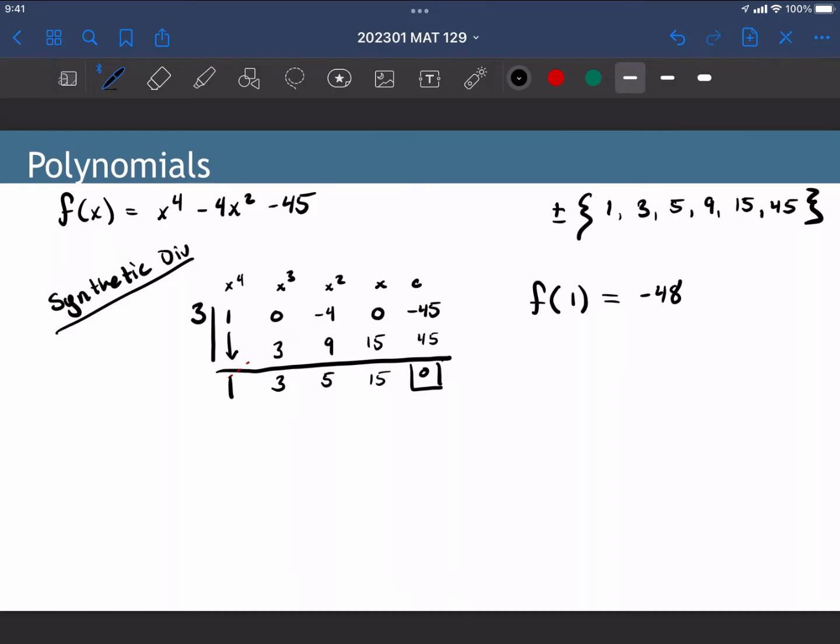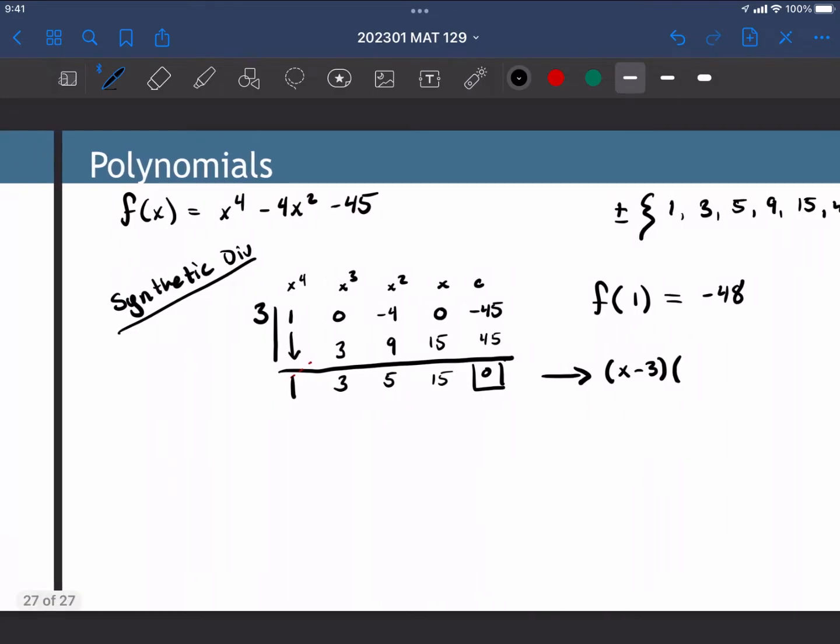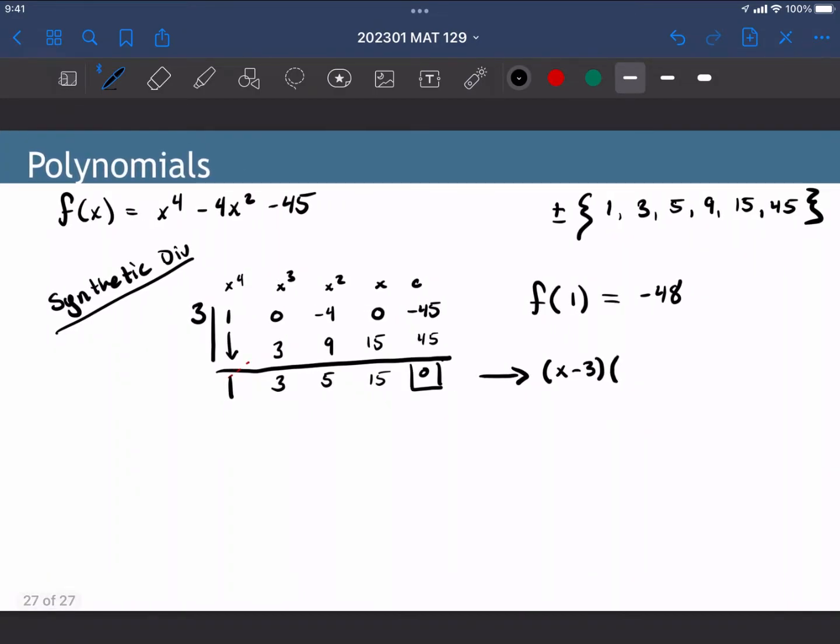This also tells me that my original function can be rewritten with x minus 3. So 3 is a root, so x minus 3 is a factor. But not only that, this part that is left over is the result. Everything is dropped a power, because what you've really done at this point is divide an x out. So this isn't x to the fourth anymore. This is now x cubed, x squared, x, constant. And so at this point, I have this.